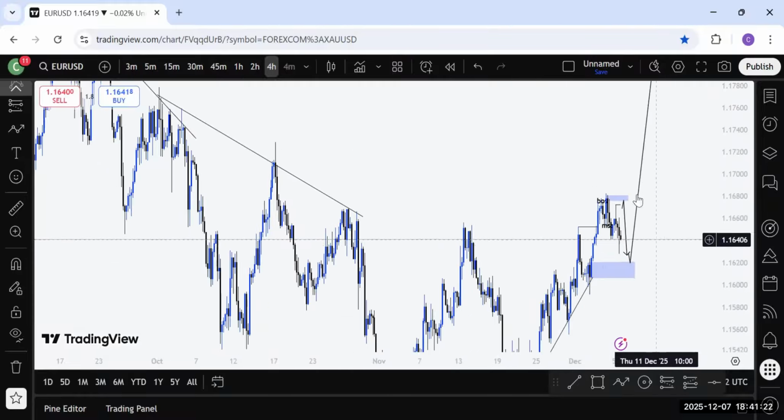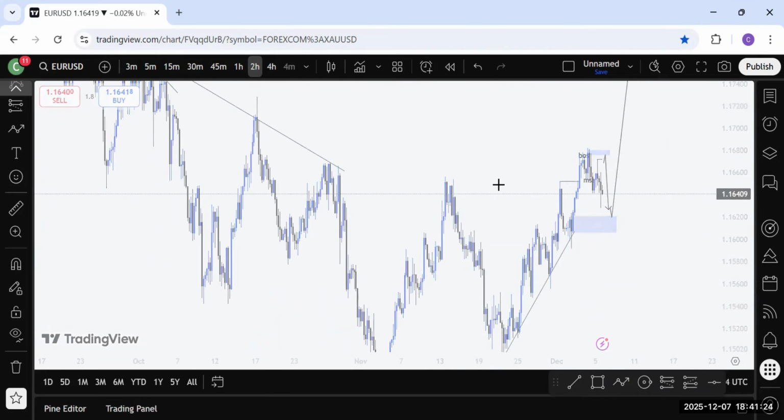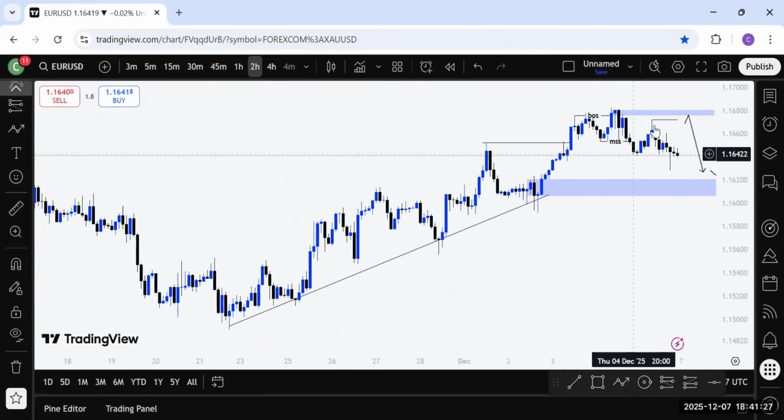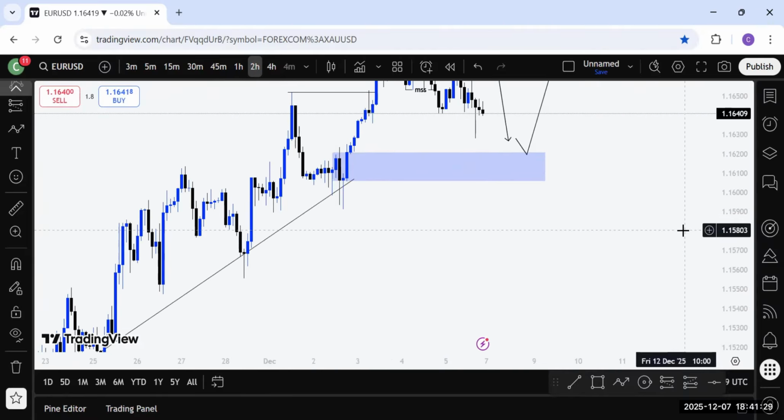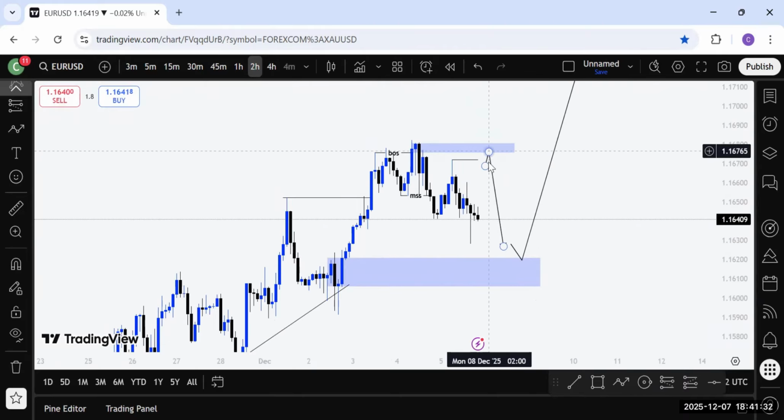So if that order block on the 4 hours can hold, then I look for more buys to the upside. But currently, if the market opens, you can look for a sell from this order block here because there was a market structure shift which indicates a sell. If the market comes here, you look for a sell to the downside.